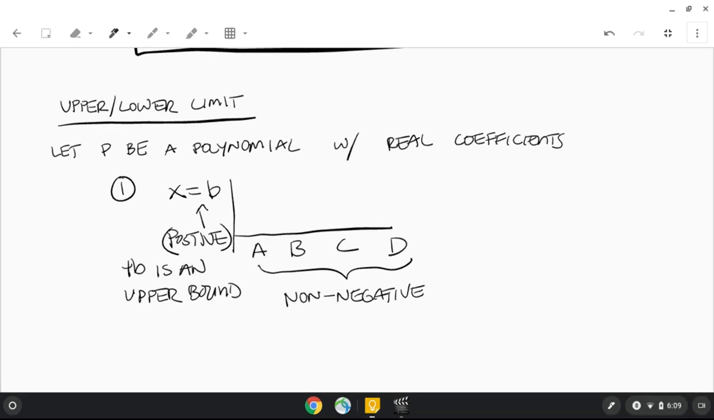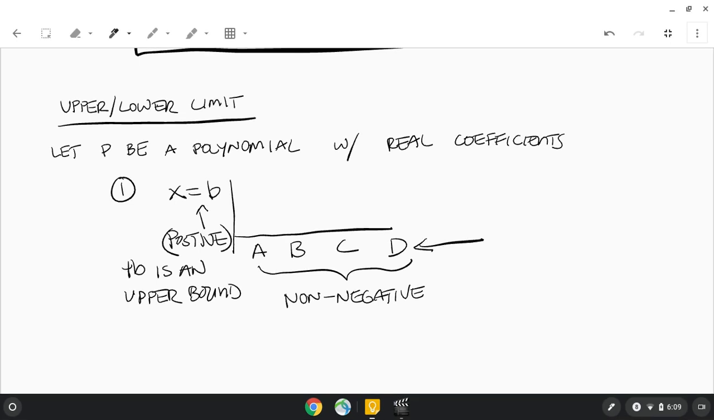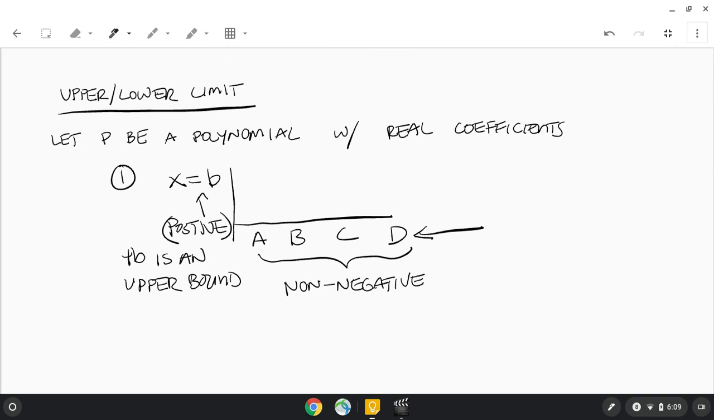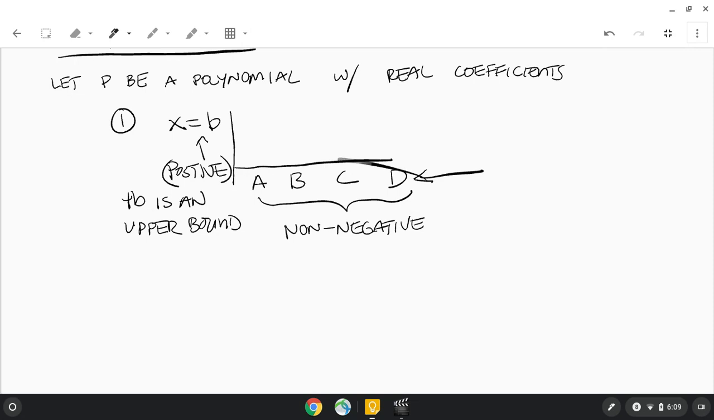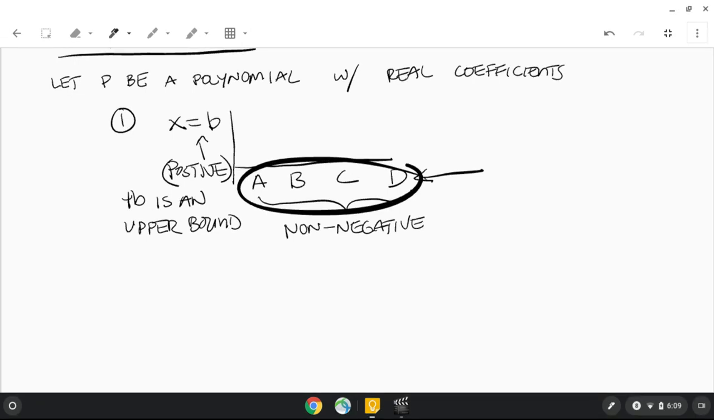Okay, so you want to pay attention to your results in this row. If you get all positives and the number you're testing out is a positive number, then it's an upper bound. And what that means is you don't have to test any of the other numbers on your list that are larger than this number, because according to this theorem, this B value is an upper bound. Okay, so it means that there won't be any zeros that are larger than this number. So when you get all positives here, keep that in mind.